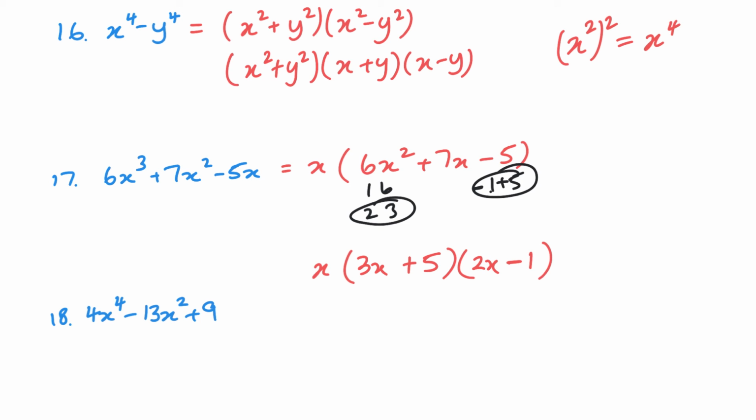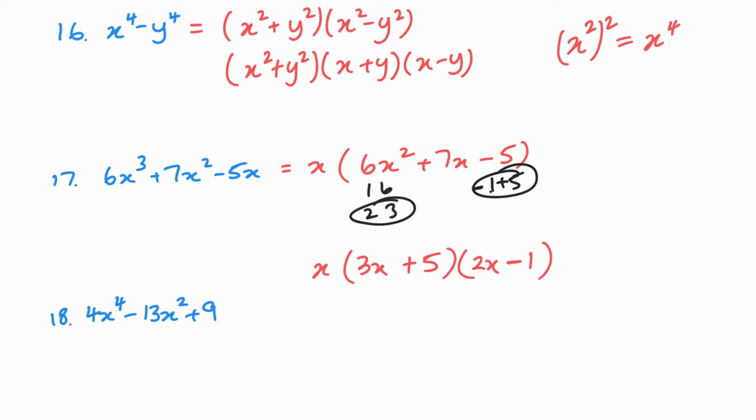And then a quick check. 6x squared minus 3x plus 10x is 7x, and 5 times 1 is minus 5. And that's probably the quickest kind of way you can do this. Let's have a look at the last question.